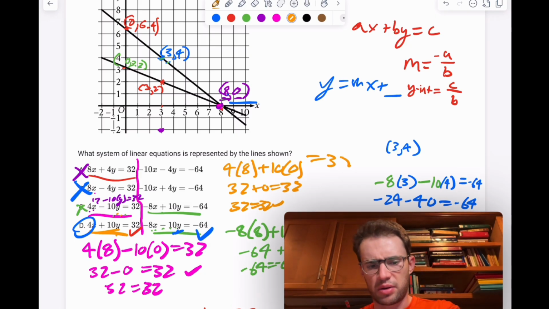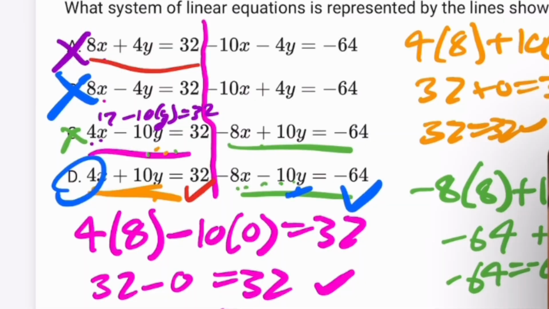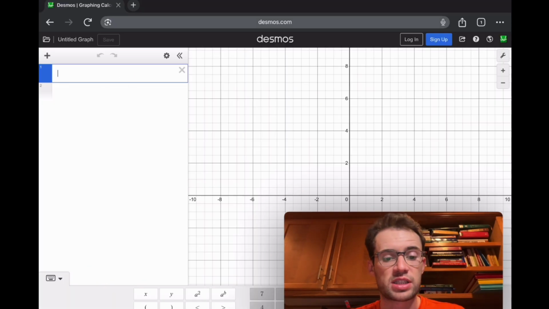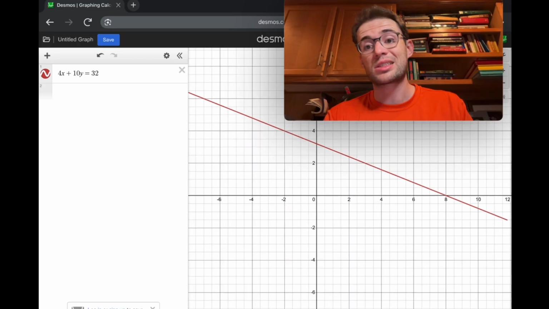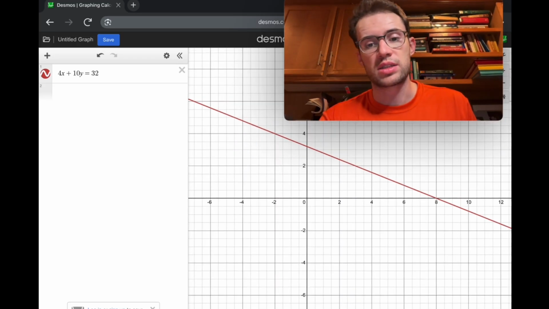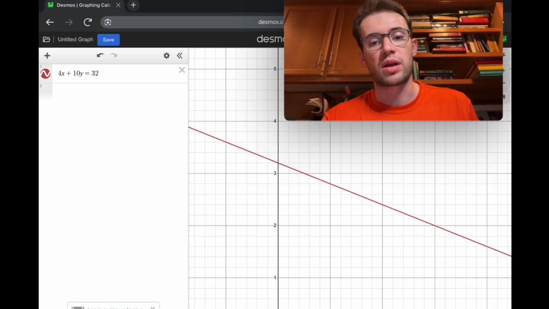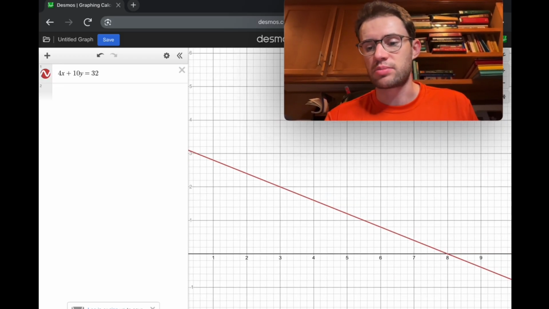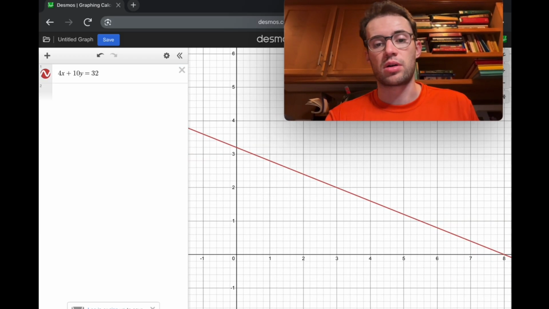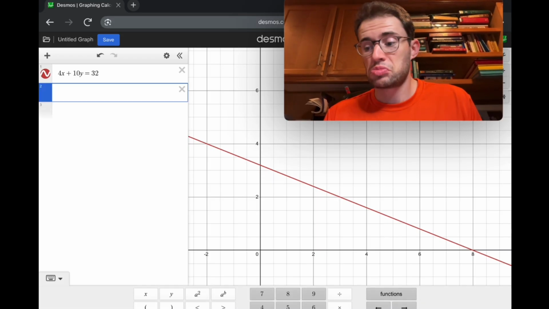Like when you're doing the test, you probably do split screen, but it's going to be 4x plus 10y equals 32 for one of the equations, and negative 8x minus 10y equals negative 64 for the other equation. And now I go to Desmos, and I'll just type those equations in. So we have 4x plus 10y equals 32. That does look like one of those lines, right? It's passing through this point between 3 and 4, looks like 3.2. And then it does pass through this point down here, 8 comma 0. So that's one of the equations. That seems to match.